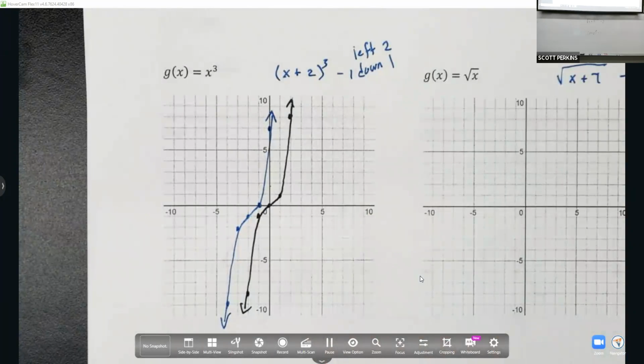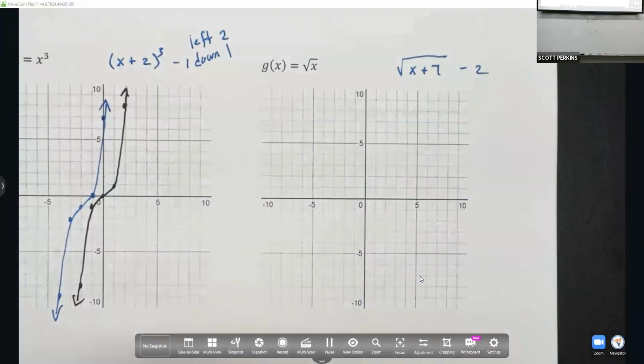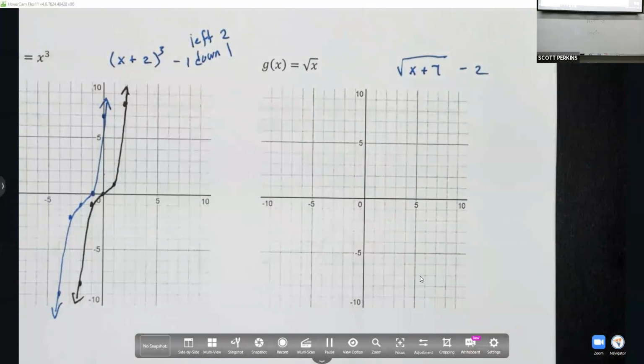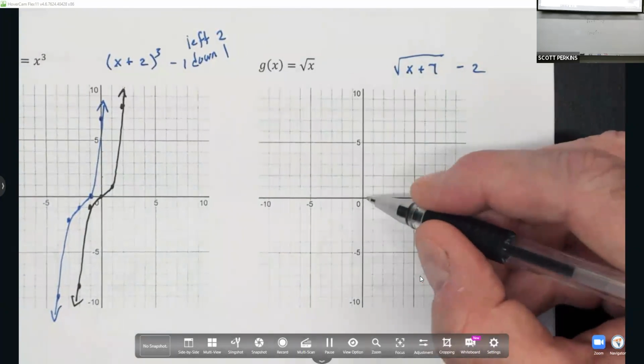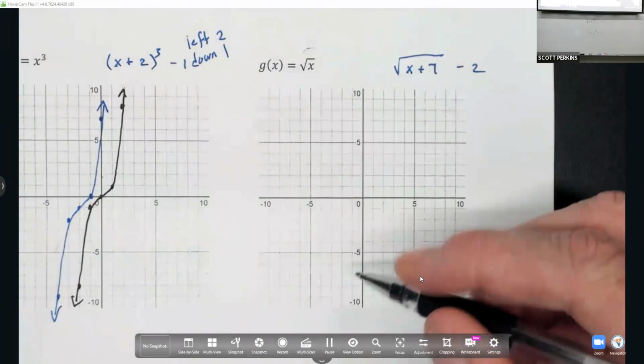So you can either do one of two things. You can plug values in, which is much slower, or you can remember your basic graph and do your translations from there, okay? Either one. So, square root graph. Whoever just walked in, there's a page right down here. Come help yourself, please. The square root graph starts its domain at 0. So I'm doing the basic graph right now.